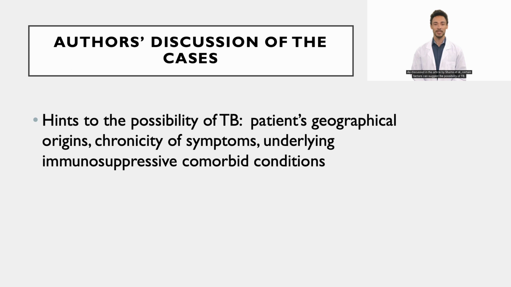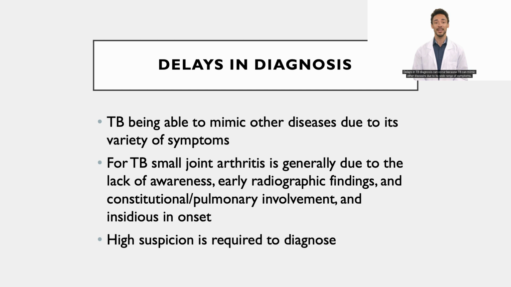As discussed in the article by Shams et al., certain factors can suggest the possibility of TB. These include the patient's geographical origins, the chronic nature of symptoms, and any underlying conditions that suppress the immune system. Delays in TB diagnosis can occur because TB can mimic other diseases due to its wide range of symptoms. For TB small joint arthritis, the general lack of awareness, early radiographic findings, constitutional or pulmonary involvement, and the gradual onset of symptoms can further delay the diagnosis. A high degree of suspicion is essential for early detection.